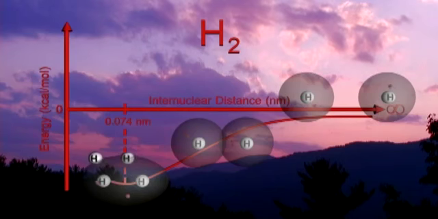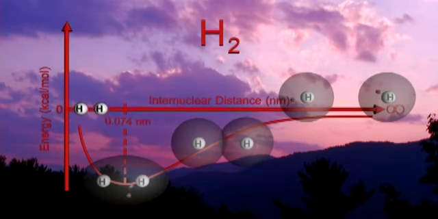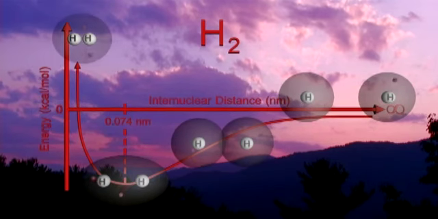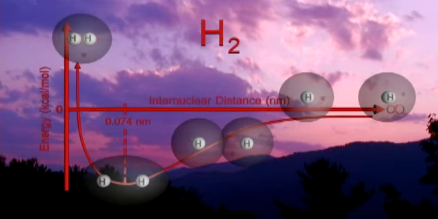However, notice that the energy profile spikes very quickly when the two atoms are too close due to repulsion of the adjacent positively charged nuclei, which is a destabilizing effect.